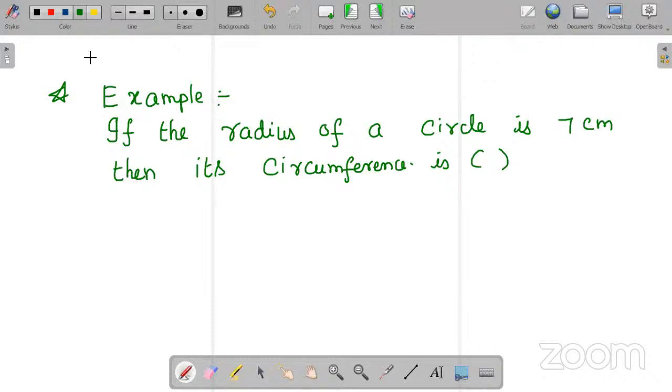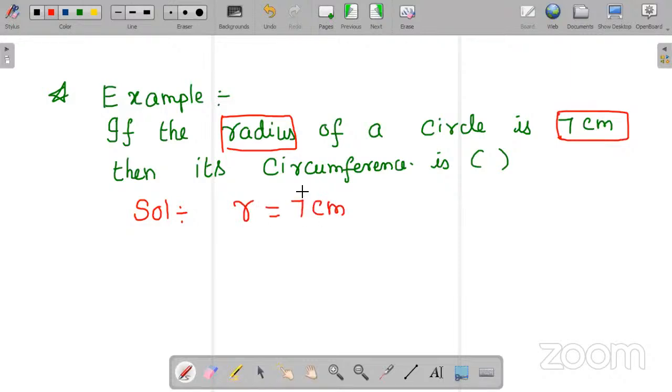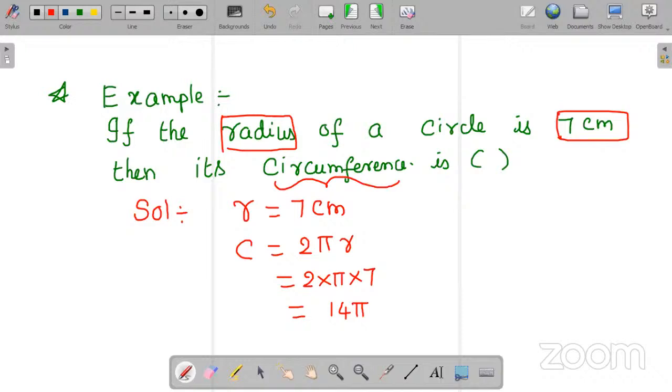See here, my dear students, the radius of the circle is given. Radius of the circle is 7 centimeters, so r is equal to 7 centimeters. We need to find the circumference. C is equal to 2 pi r, so we can write 2 into pi into 7, which is 14 pi. Sometimes 14 pi may be in the options, or you can simplify also.